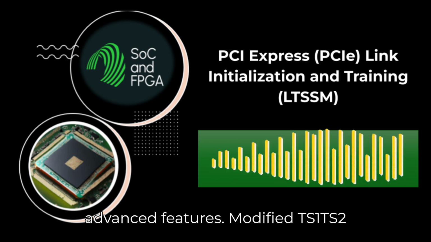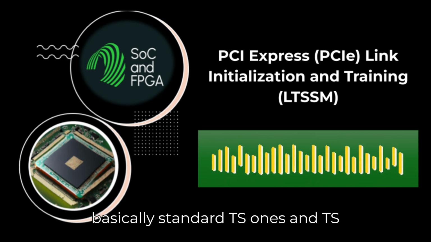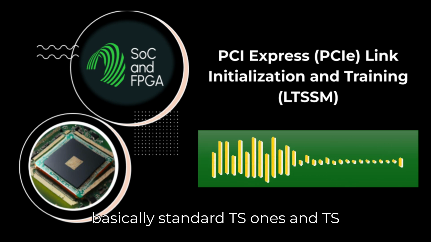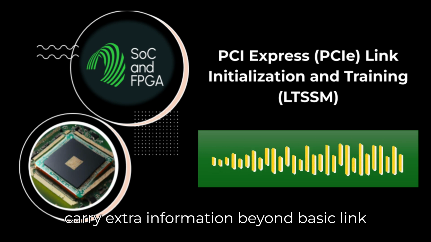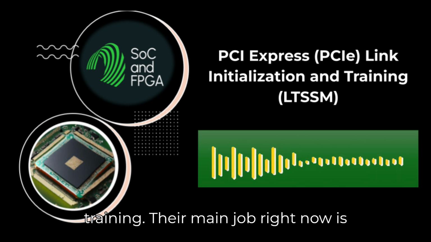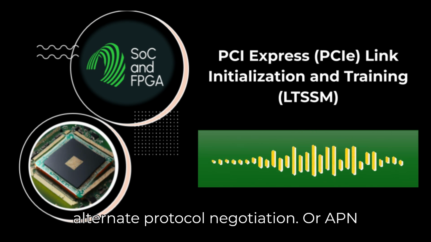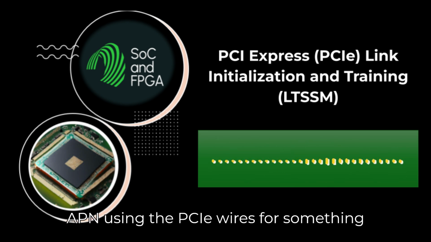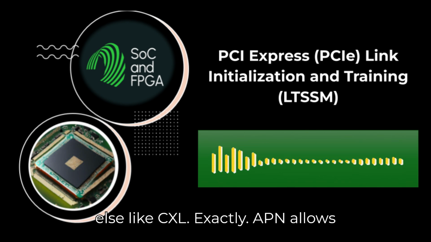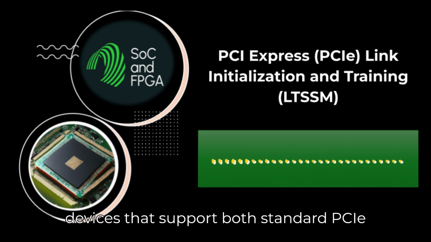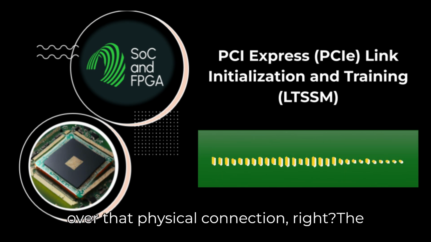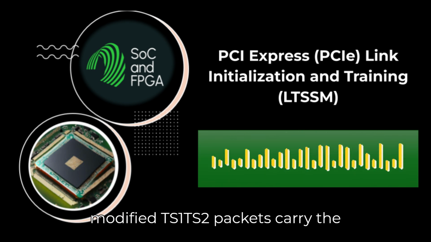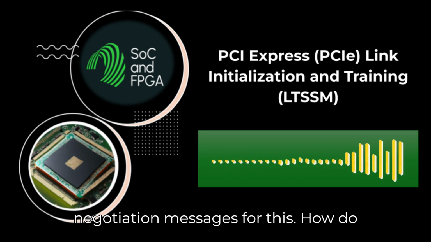Modified TS1, TS2 ordered sets. What are these? They're basically standard TS1s and TS2s, but with some fields repurposed to carry extra information beyond basic link training. Their main job right now is alternate protocol negotiation, or APN. APN, using the PCIe wires for something else, like CXL. Exactly. APN allows devices that support both standard PCIe and an alternate protocol, like CXL, to figure out which protocol they should use over that physical connection. Right. The modified TS1, TS2 packets carry the negotiation messages for this.